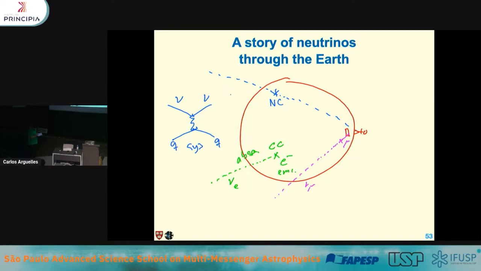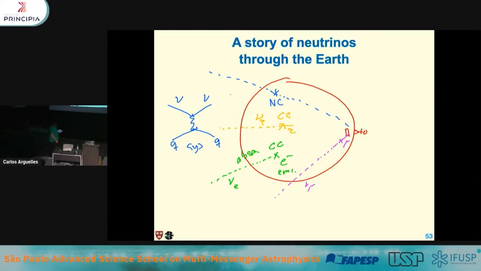Okay, so let me just go here, and let me make this a tau neutrino here. And now let's say this tau neutrino hits here, more or less in the center of the planet. It decides to have a charged current interaction. It happens randomly. Right? So now a tau is produced.